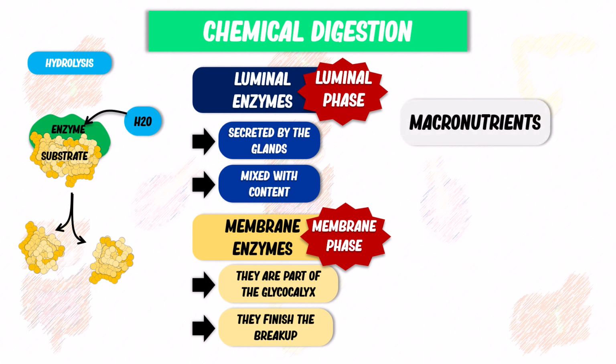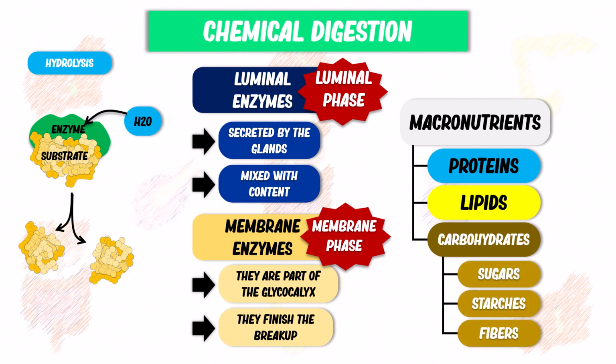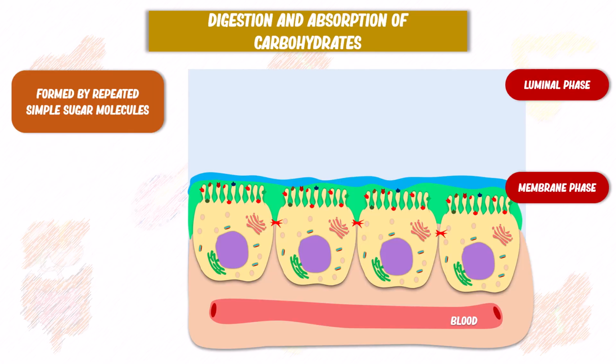This lesson will focus on the digestion of the main macronutrients: proteins, lipids, and carbohydrates. Carbohydrates, in turn, are divided into sugars, starches, and fibers, though fibers will be addressed in a separate lesson. We will begin with the digestion and absorption of carbohydrates.